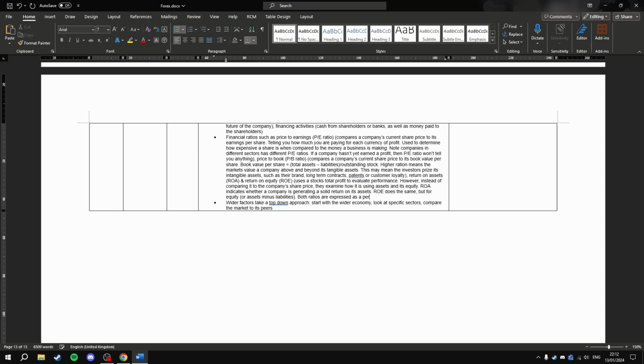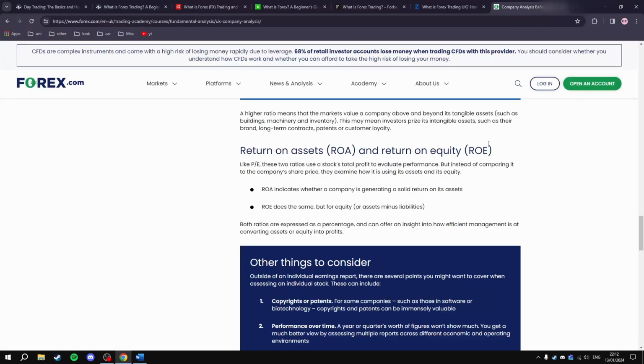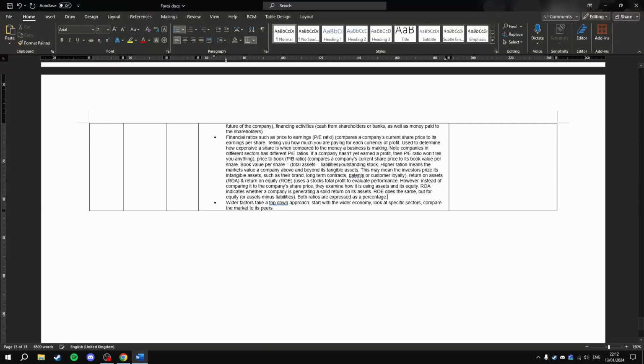They can offer an insight into how efficient management is at converting assets or equity into profits.